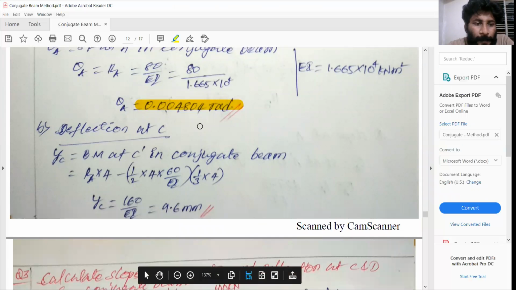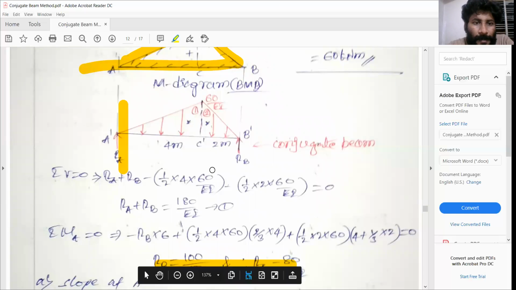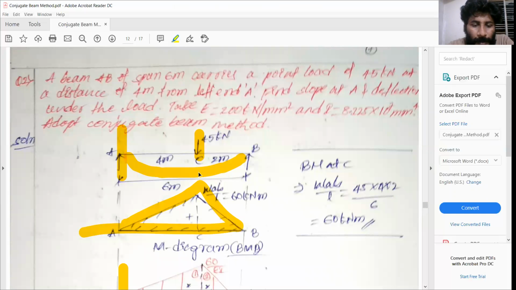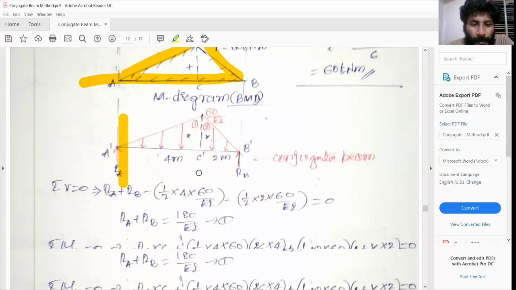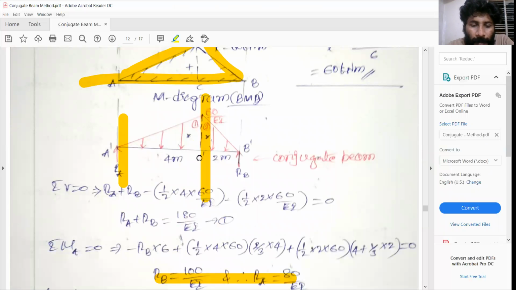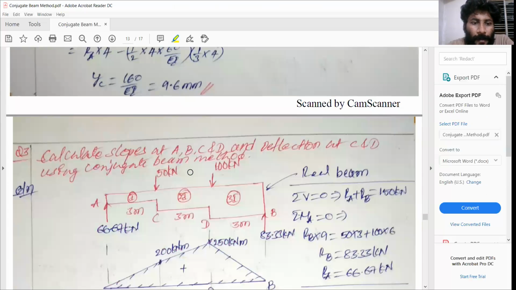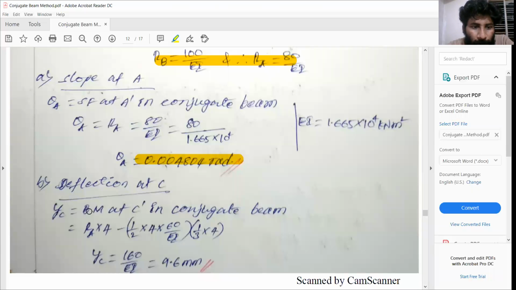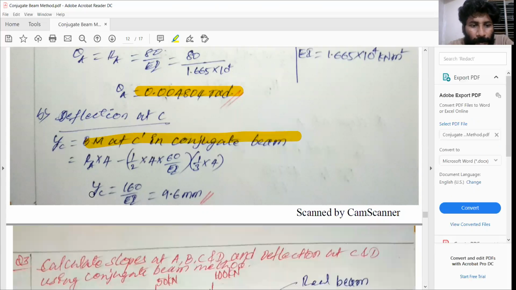Then deflection at C. So YC, right? Deflection at C means here in the real beam. So deflection in the real beam is equal to the bending moment at the same section in the conjugate beam. So I have to take the RA into 4 meter and again 1 by 2 into 4 into 60 by EI, into the distance between the center of gravity of this load and this section. That will be the bending moment at C in the conjugate beam. So whatever I said, this is the value. Then finally we'll get this value upon substituting the EI value.